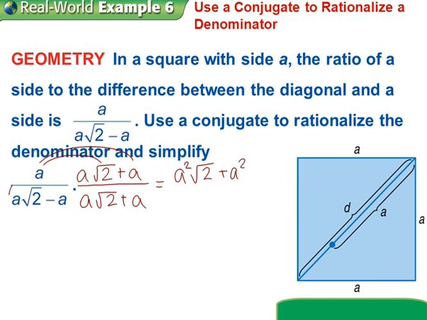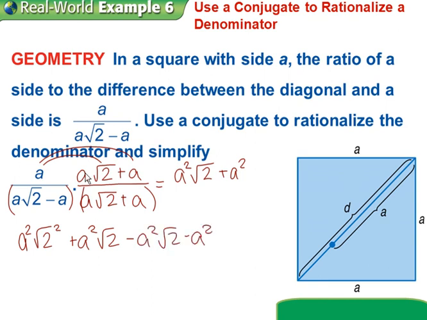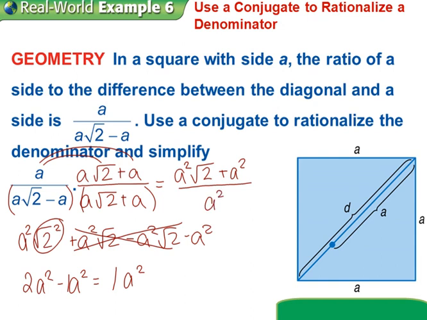The bottom we're going to need to FOIL out. A squared, square root of 2 squared. Outside, plus a squared, square root of 2. Inside, minus a squared, square root of 2. Last two is minus a squared. When you use a conjugate, the outside and inside will always match up. And so this part will actually just become 2a squared minus a squared, which really just becomes, that's like a 1 there, 1a squared. So this is a squared.